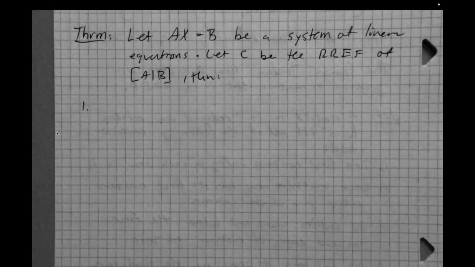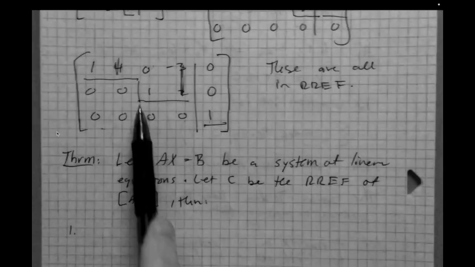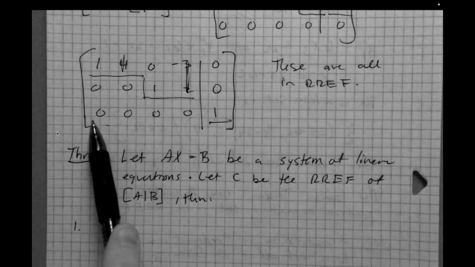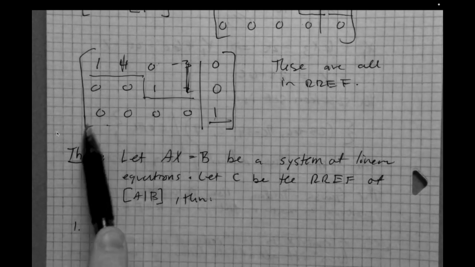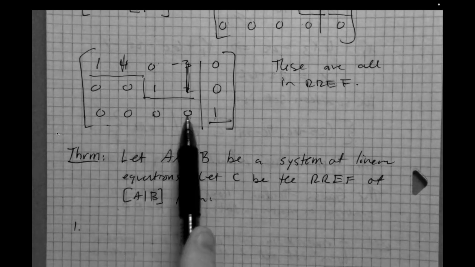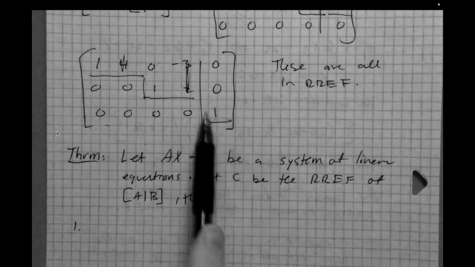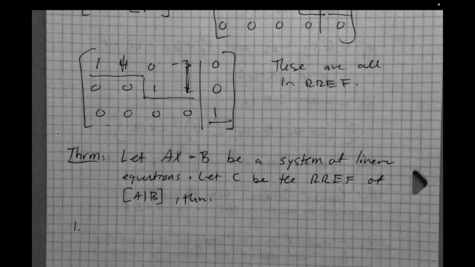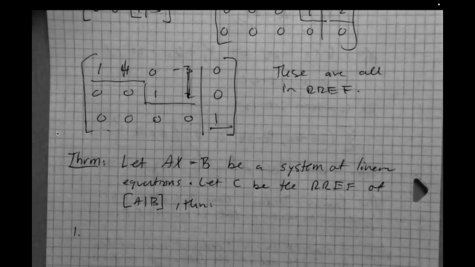The first one: if there is a row of C having all zeros in the coefficient side of AB and a non-zero entry to the right, then AX equals B has no solution. So basically, if you get this kind of pattern, where you've got a row of the matrix C where the coefficient side's all 0, but the scalar side is non-zero, then you're going to have an inconsistent system, and AX equals B will have no solution.